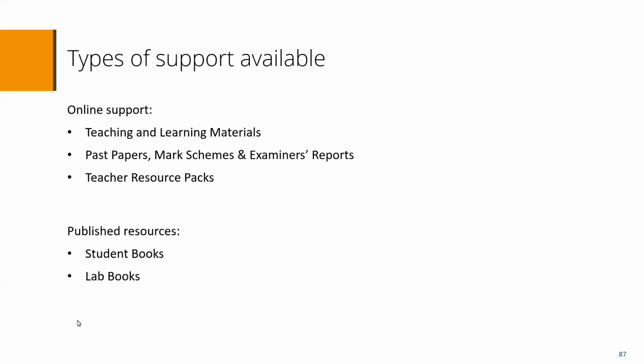Okay, so I've talked about support material. Let's have a look at it. There are 2 types of support. There's the online support that you can get from the Pearson qualification website. There's the teach and learn materials, past papers, mark schemes, examiners reports, and teacher resource packs you can get from the Pearson website. There are also published resources.